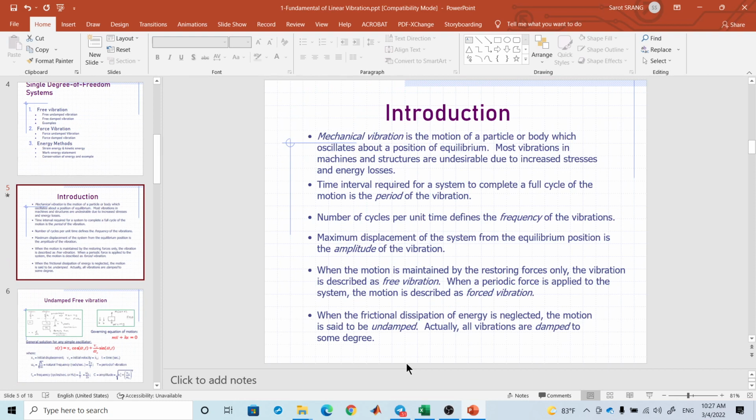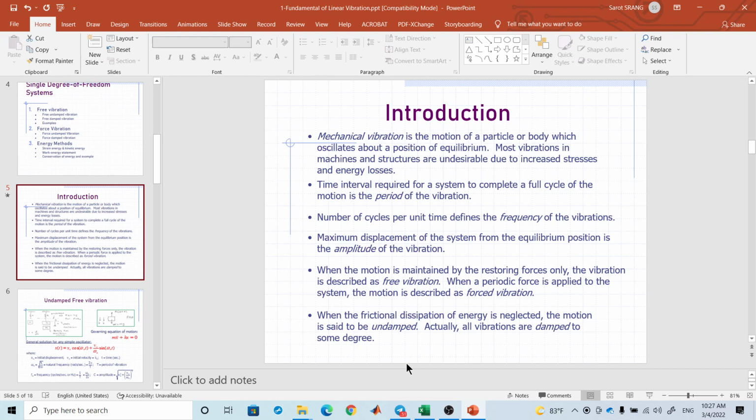Mechanical vibration is actually just motion, right? Motion that oscillates around some equilibrium point, and the time interval to complete one oscillation is called the period.